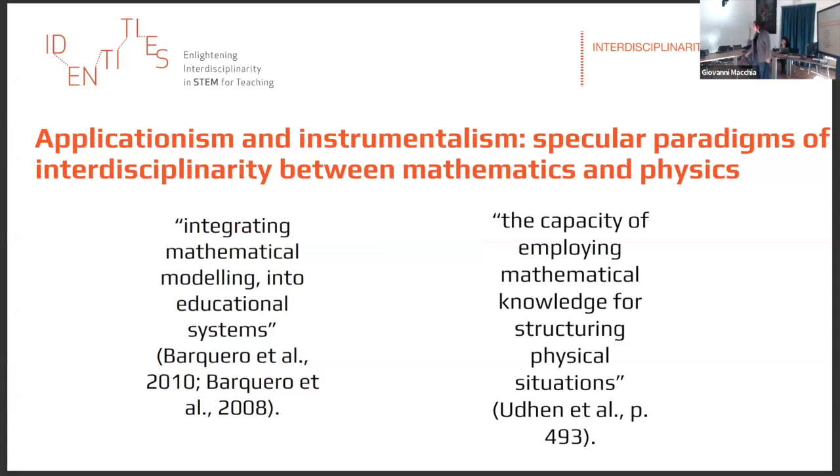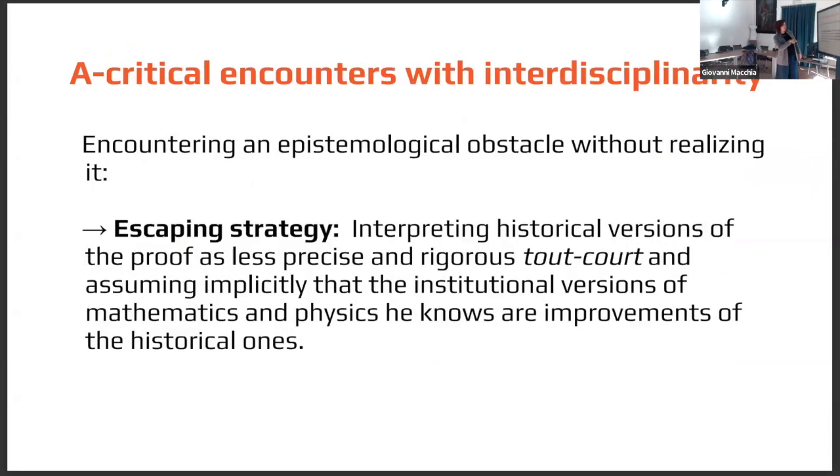Okay, so I can just skip all this data, but show you the main behaviors we observed in this case. The first, a bit ironically, I describe as a critical encounter, so encountering an epistemological obstacle without realizing it. You can be in front of an epistemological obstacle, but being so educated to think about science in a specific way that you don't realize it.